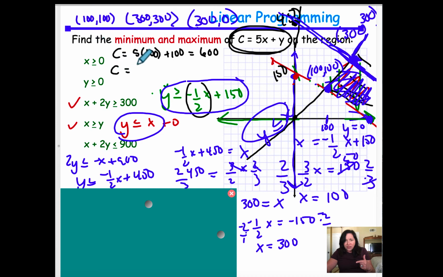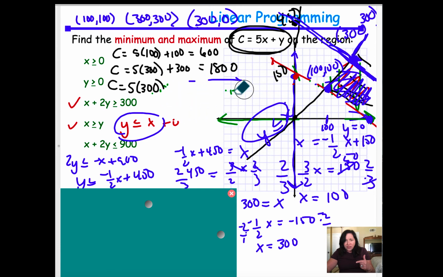C equals 5 times 300 plus 300. And that's 1,500 plus 300, which is 1,800. And then the other one is 5 times 300. Let me erase this. 5 times 300. And then plus 0, which is 1,500.